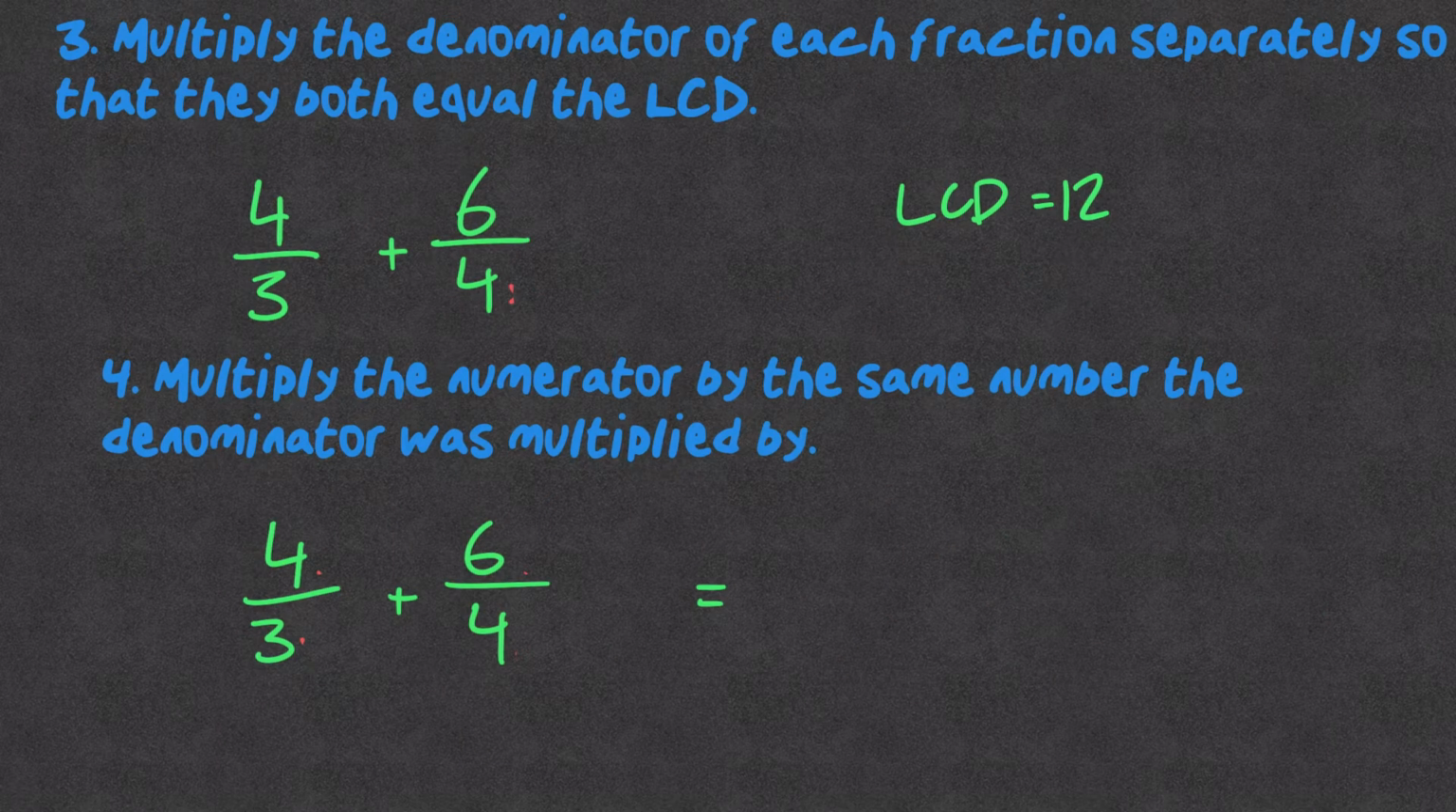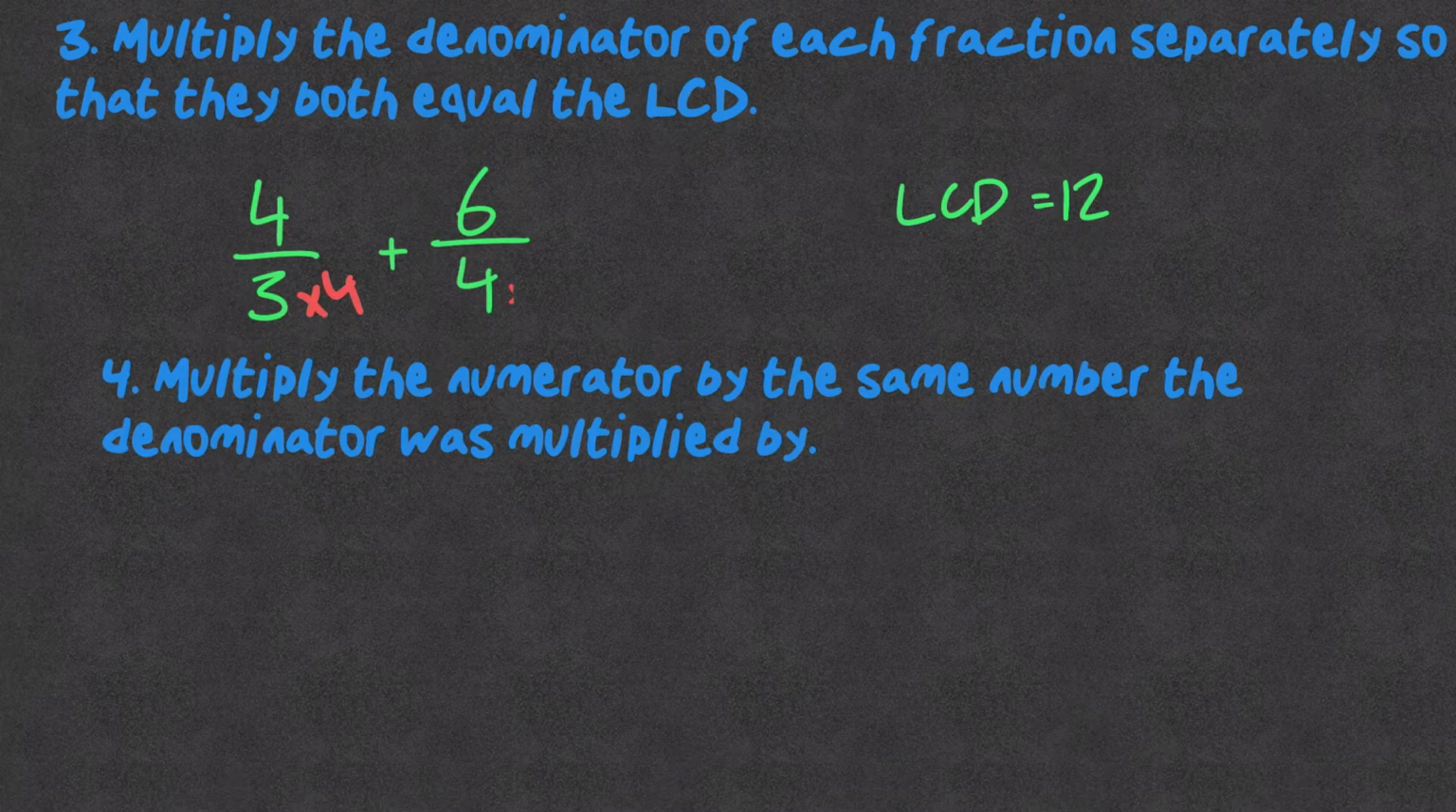So I'll give you a bit more time to write this down. So let's look here, 4 over 3. We said our LCD was 12, so we need to try and make our denominator here 12. What do we have to times 3 by to make it equal 12? Four. And what do we have to times 4 by to make it equal 12? 3. So that's step 3 done.